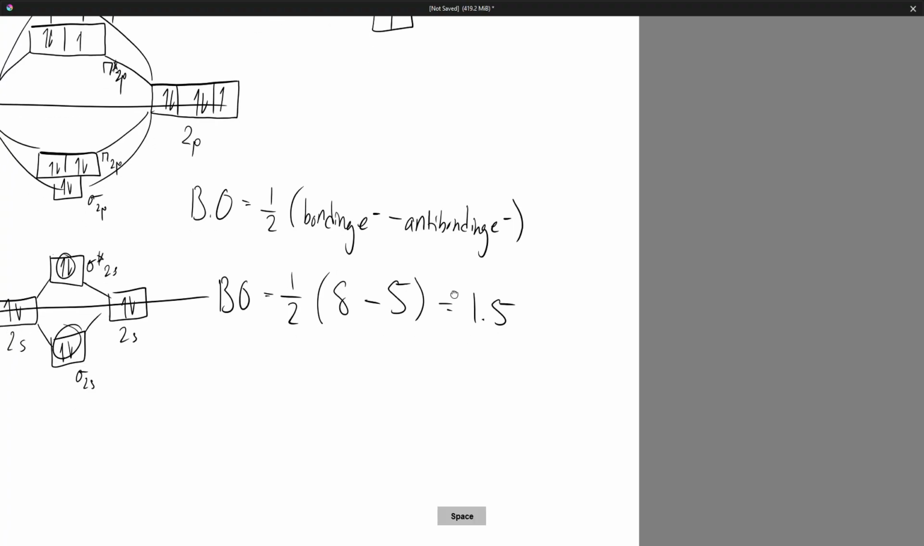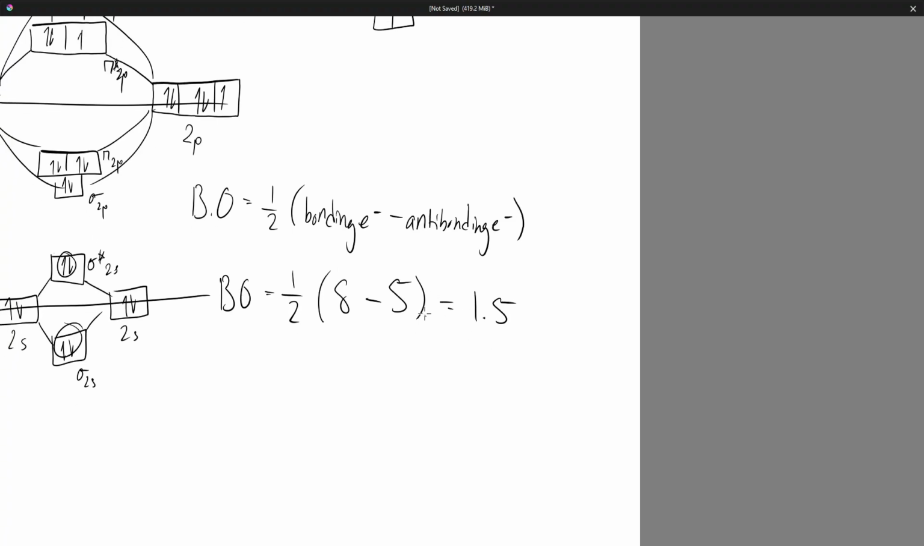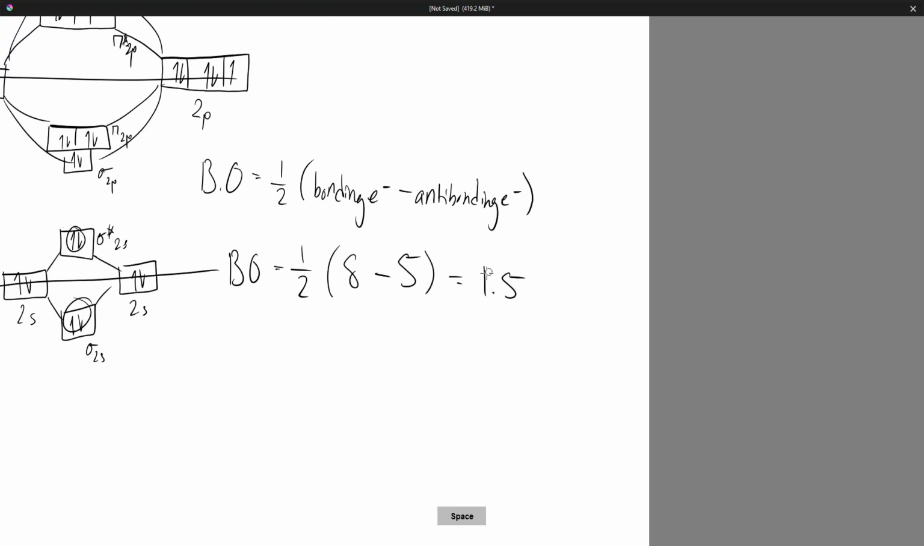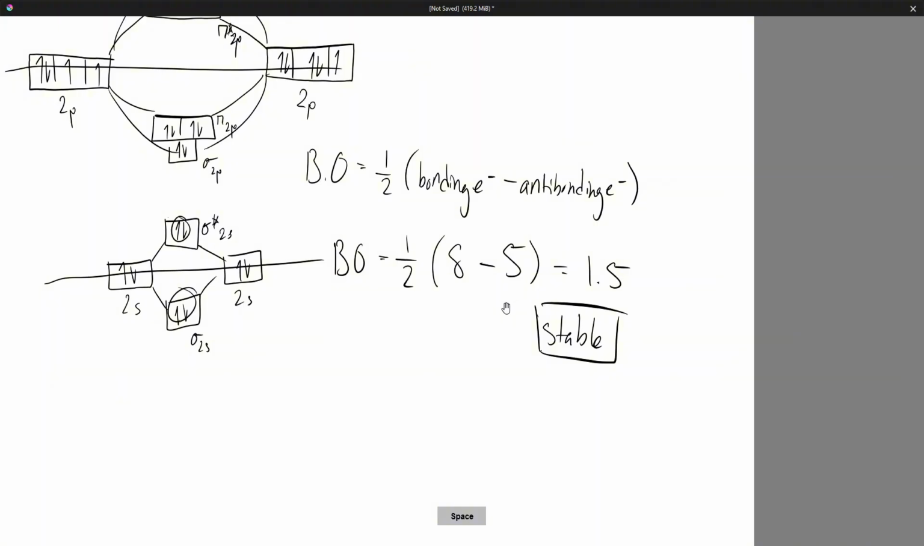So to determine whether it's stable, we want to see the bond order. Is it greater than the 1? If it is, then it is stable. I think it's greater than the 1, either greater than the 1 or greater than 0. I'm leaning towards greater than the 1. So, put stable. And you want to box that.